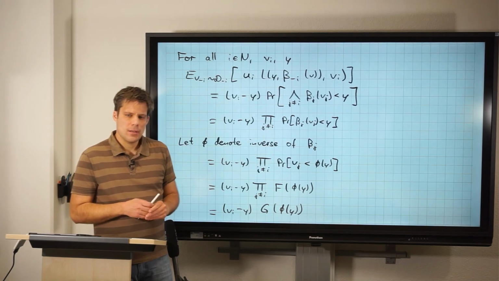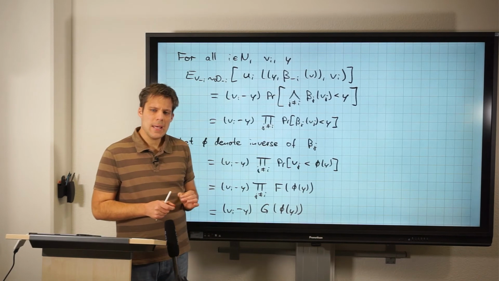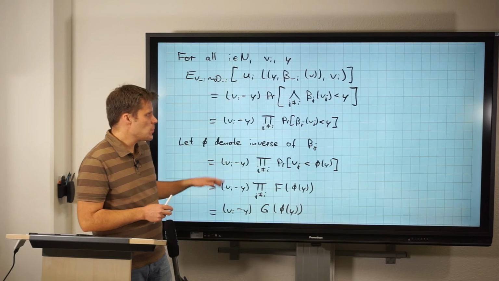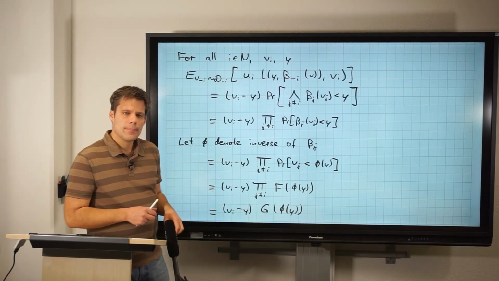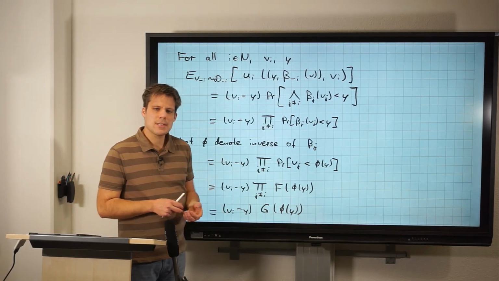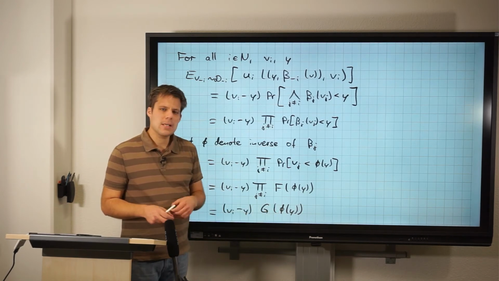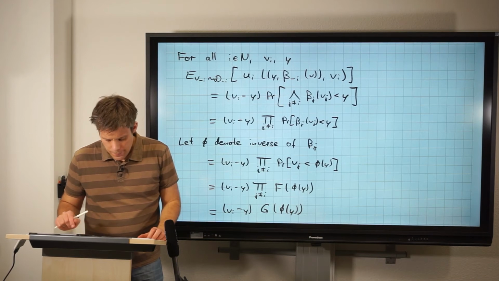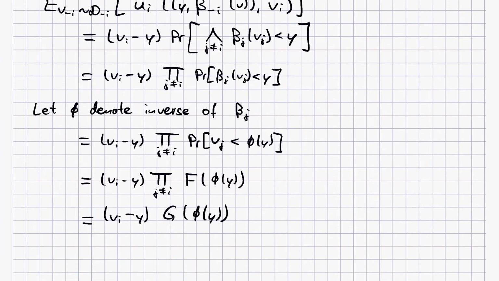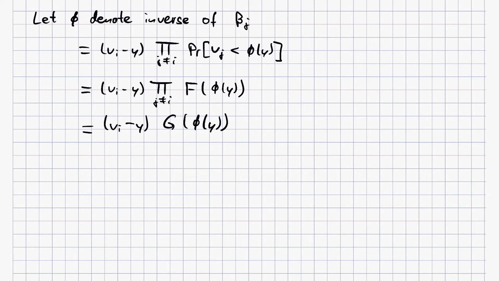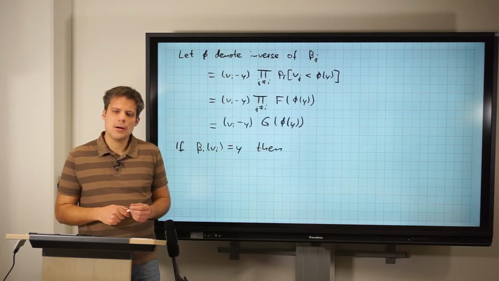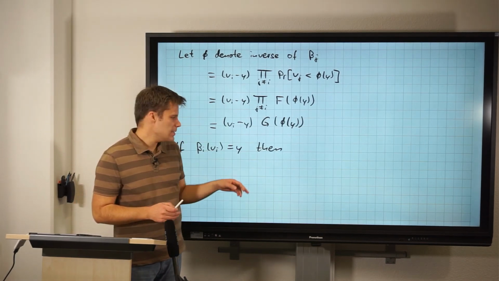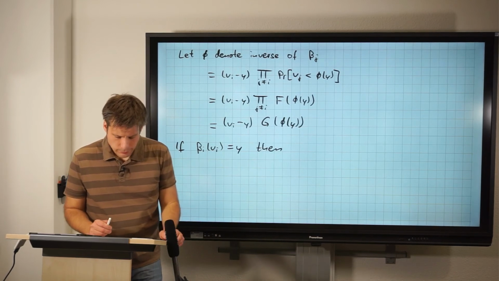And why are we doing this? Because now beta I of vi has to maximize this. And this now helps us to derive what this beta I will have to look like, because also phi is the inverse of beta I. More precisely, if beta I of vi is equal to y, then, and here this is obviously an assumption that I forgot to mention, we also assume that these beta functions are differentiable.